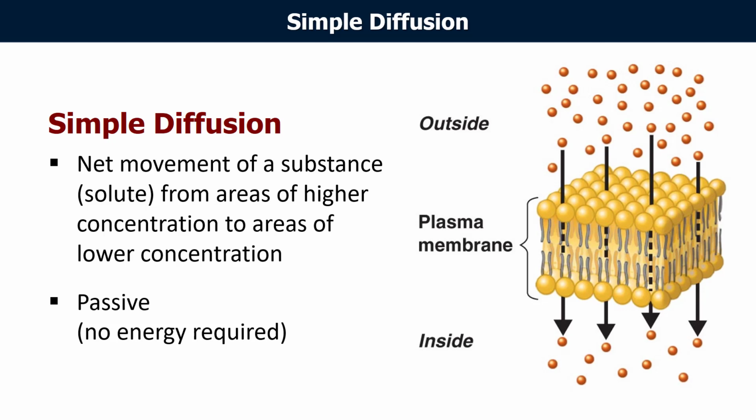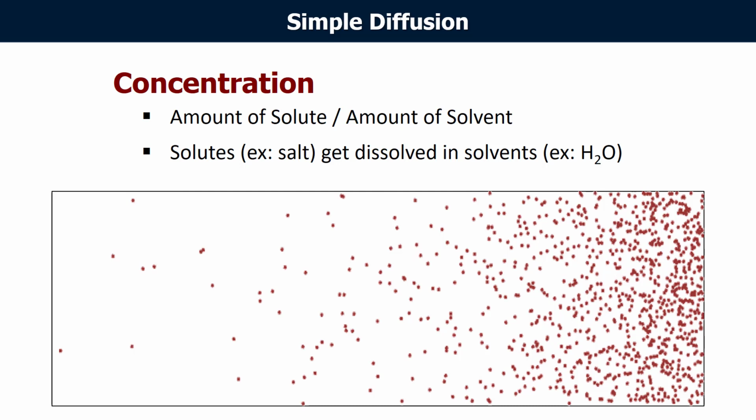If the gradients were reversed, something could easily move out of the cell, but in this picture they're showing the higher concentration outside the cell. So let's go back to this picture again. Here is the area of higher concentration. Here is the area of lower concentration. Now, red dots are going to move everywhere. They're going to move right to left, left to right, top to bottom, bottom to top. They're moving all over the place, but because of the gradient, the net movement, the majority of the movements, are going to be from the higher to the lower.